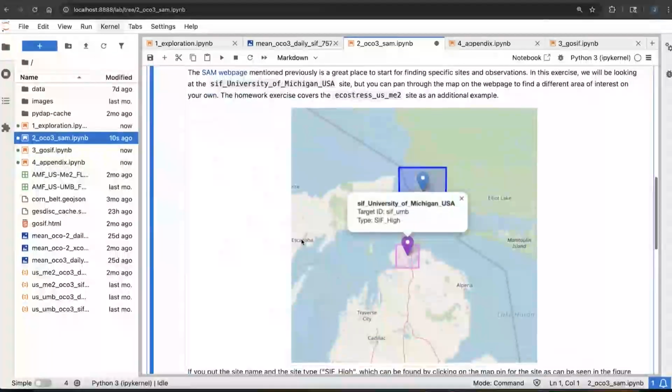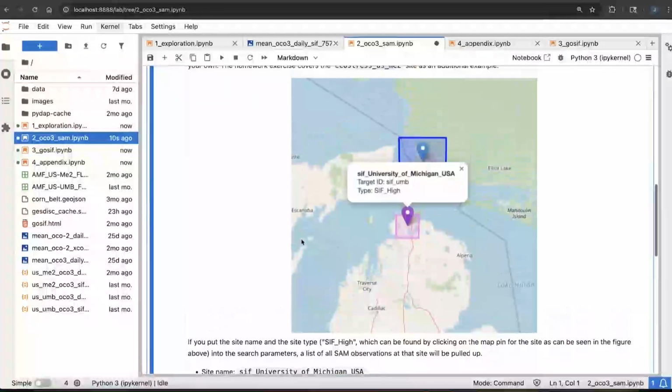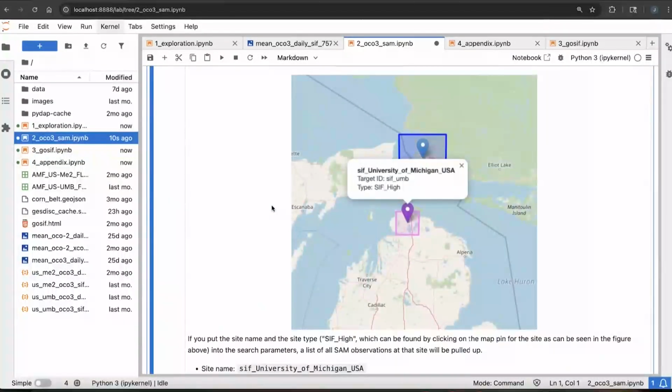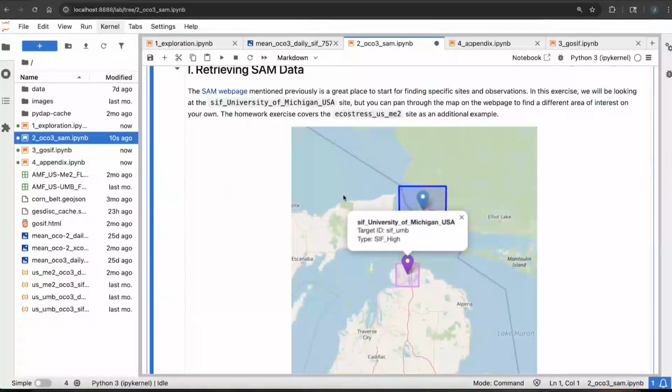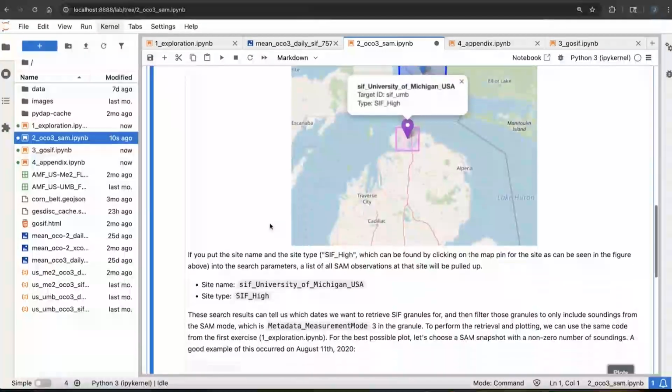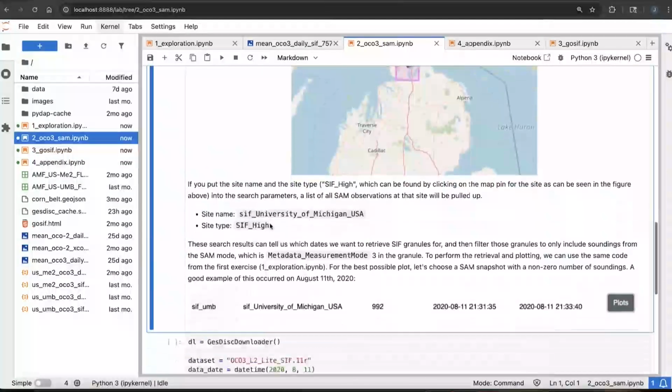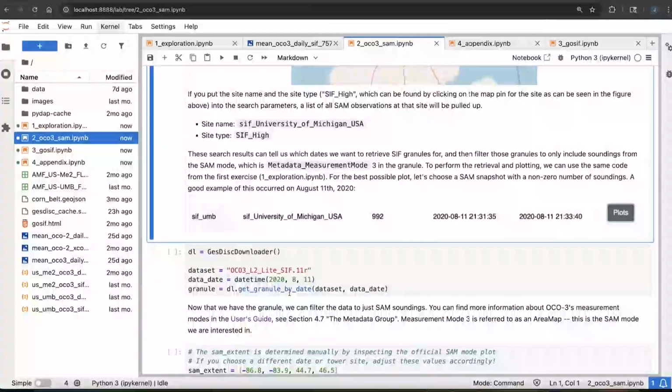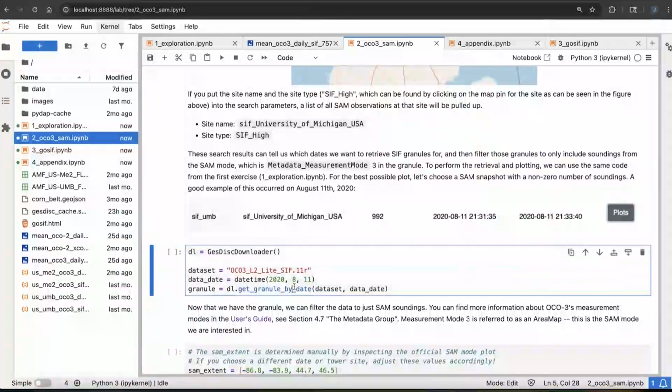And with that out of the way, you can see I've also included the same information that I just discussed in a static form in the explainer text for the notebook in this section. In the second cell, we will supply the data of interest and the dataset, which is the same OCO-3 SIF dataset that we used in exercise 1.